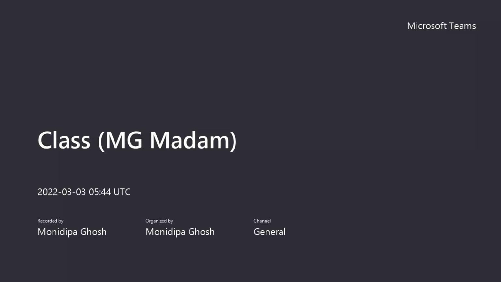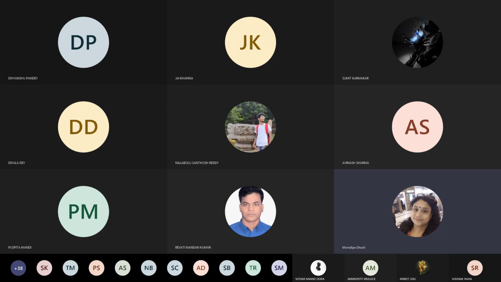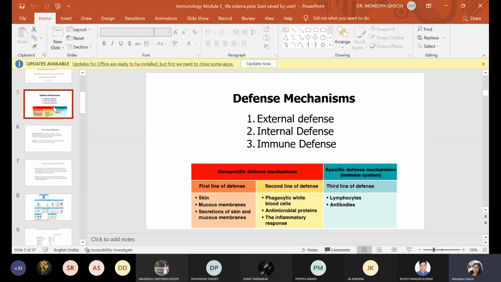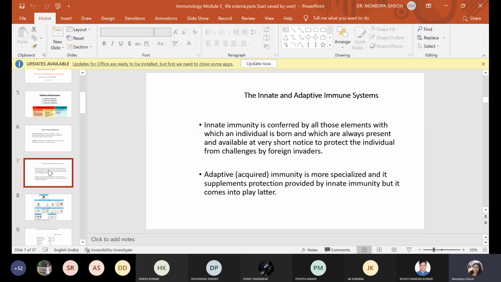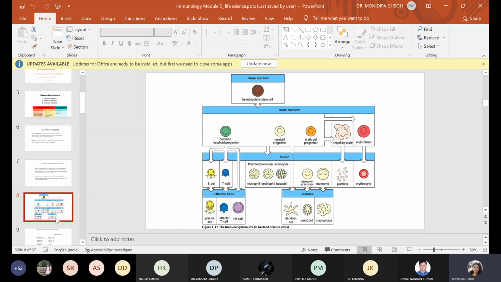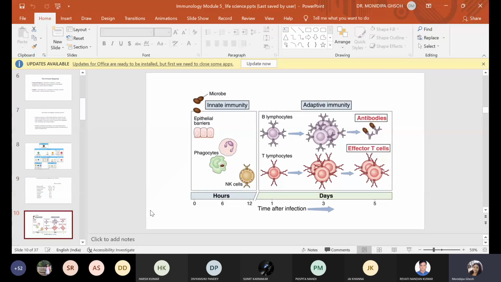We have started the immunology module and the defense mechanisms: external defense, internal defense, the immune response, the primary immune response, the secondary immune response, the innate immune response, and the acquired immune response. What about antigen and antibody? We already have an overview. Now this has also been covered. What are the cells participating in the immune system?